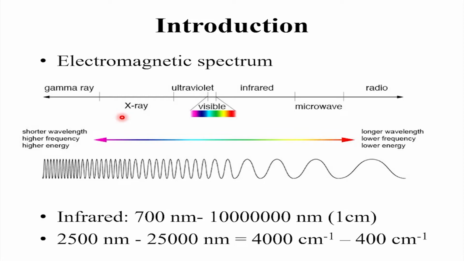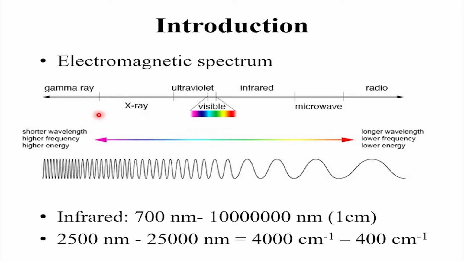So we can say that in this electromagnetic spectrum, as we go from left to right, the frequency and the energy are decreasing. At the same time, the wavelength is increasing. Now, in FTIR spectroscopy, we are mainly interested in the IR region, which is normally in the range from 700 nanometer to 1 centimeter in wavelength. In FTIR, we use wave number instead of wavelength, which is the inverse of the wavelength.